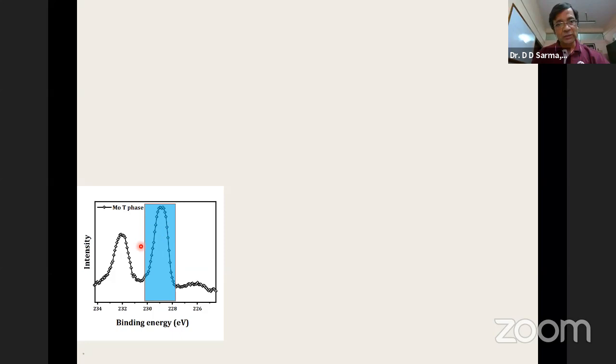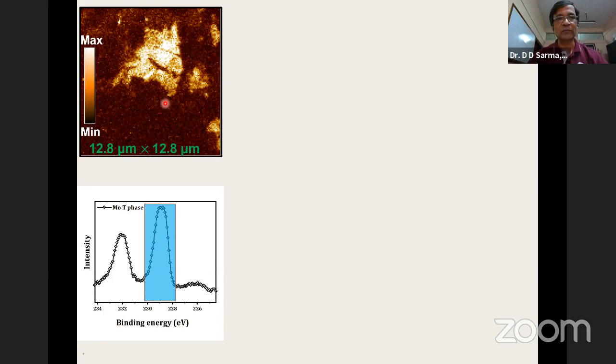This molybdenum signal, the total intensity, I can integrate, and I can take this spot from one place to the other on the sample and see what the intensity map is like. So when I do the intensity map, you can see the molybdenum disulfide chemically exfoliated flake clearly. This is the substrate on which the flake is sitting, and I can see where the flake is.